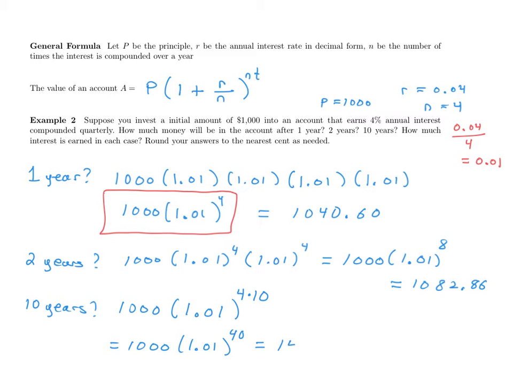I get $1,488.86. This question also asks for the amount of interest earned in each of these cases. That'll be the difference of each of these numbers from $1,000, so I'll write it directly next to all of those. For here, after 1 year, the interest is $40.60.